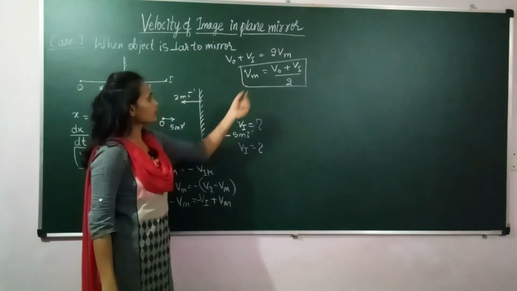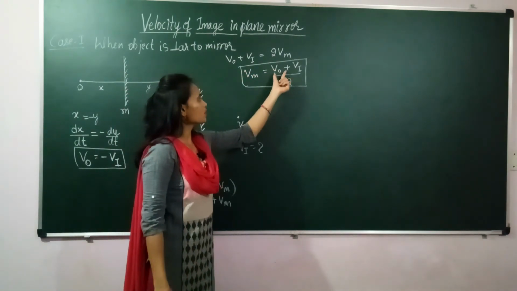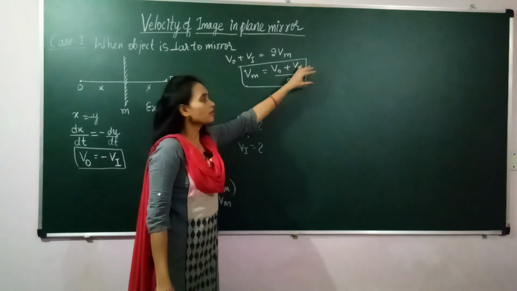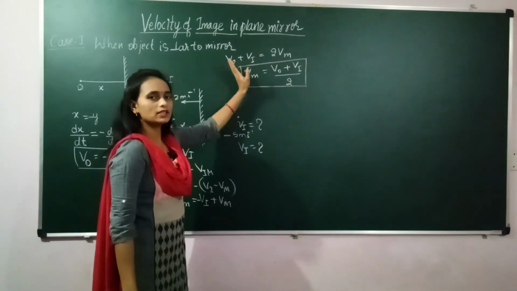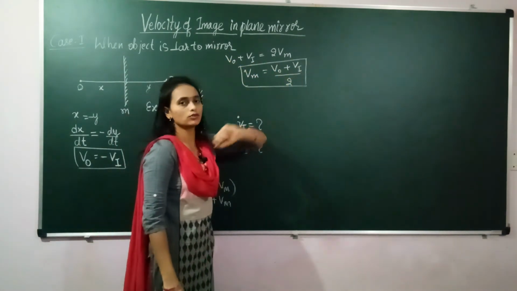In this case we have all three velocities: velocity of mirror, velocity of object, and velocity of the image. So this is the relation between velocity of mirror, velocity of object and velocity of the image.